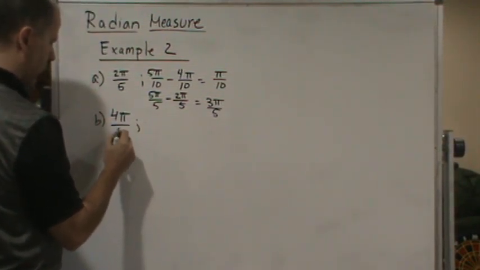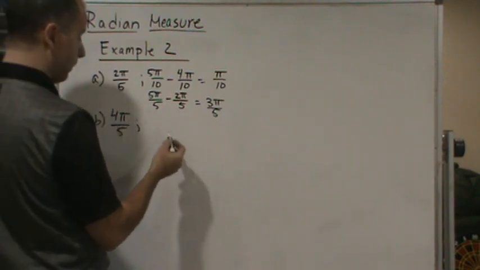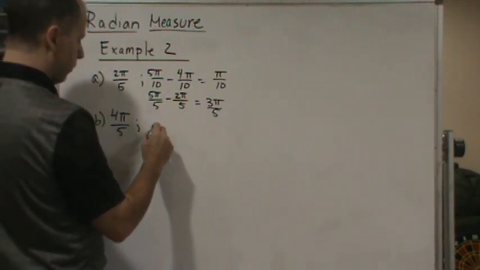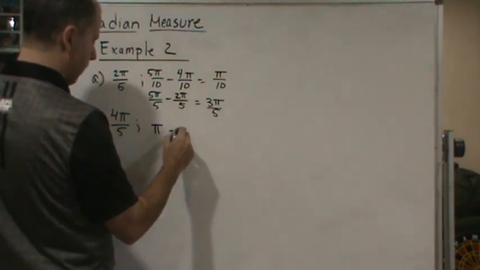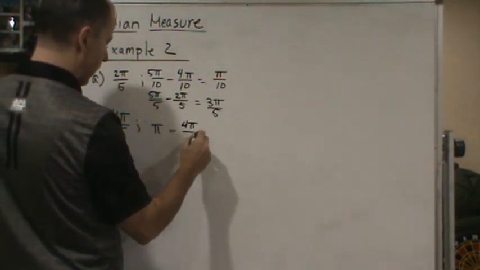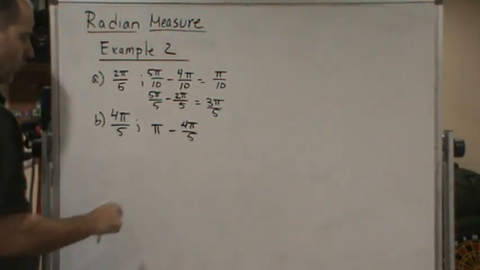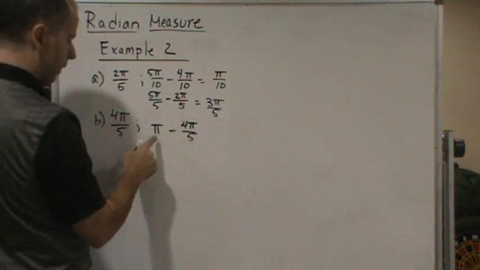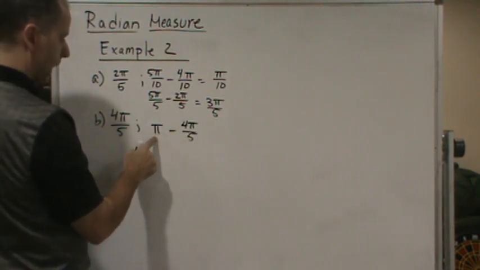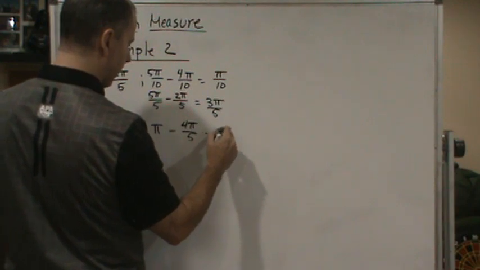So 4 pi over 5. So again, let's find the supplement of this angle though. So the supplement, we're going to take pi minus 4 pi over 5, right? So we got 4/5 of a pi here, and we're subtracting from pi, which means we're going to get what?